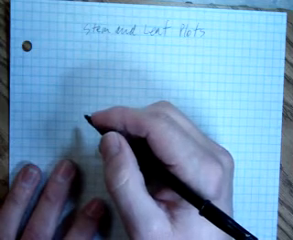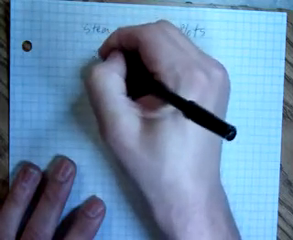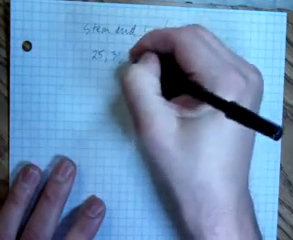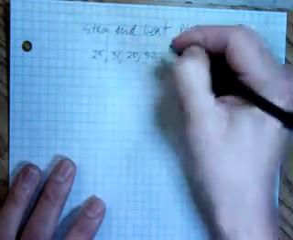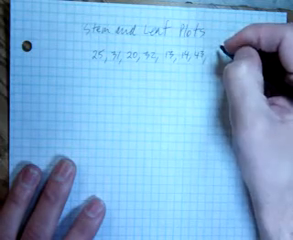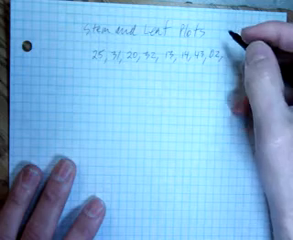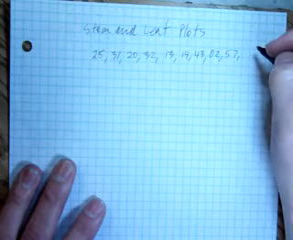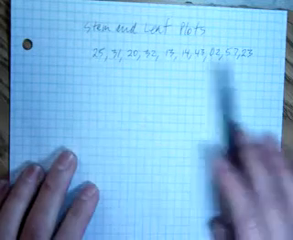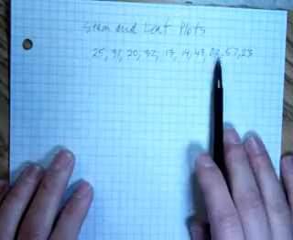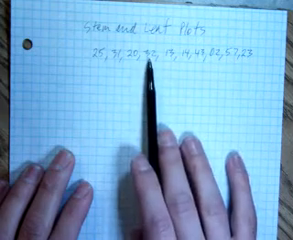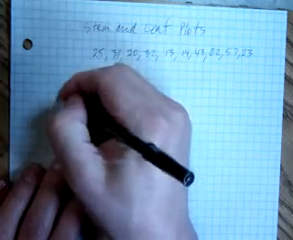So let's go with 25, 31, 20, 32, 13, 14, 43, 02, 57, and 23. Now you can have any size data set, but here's the main idea.